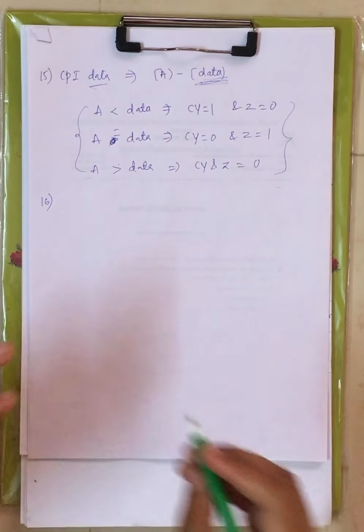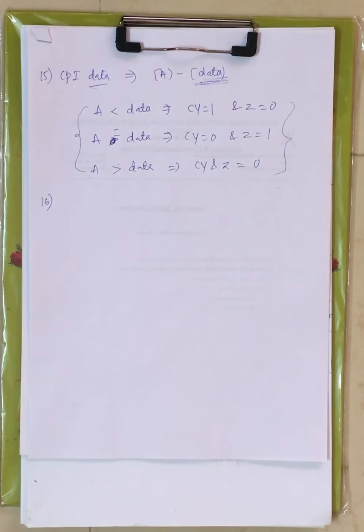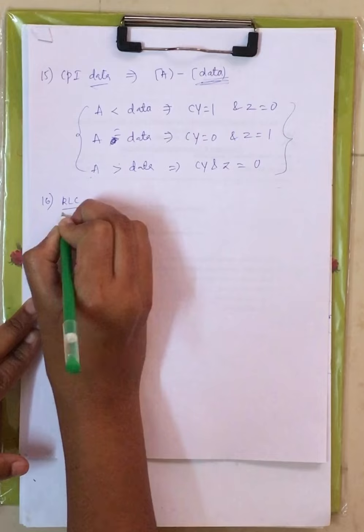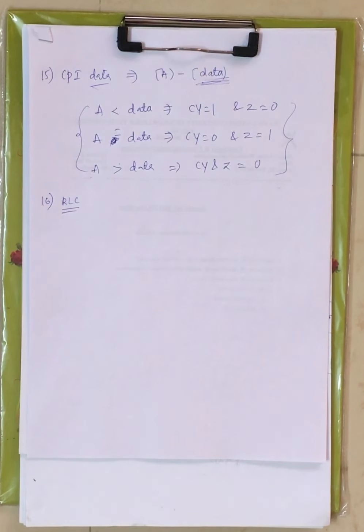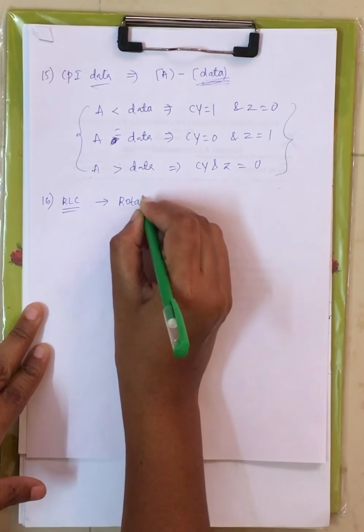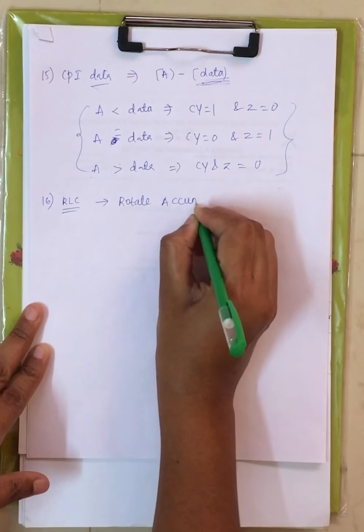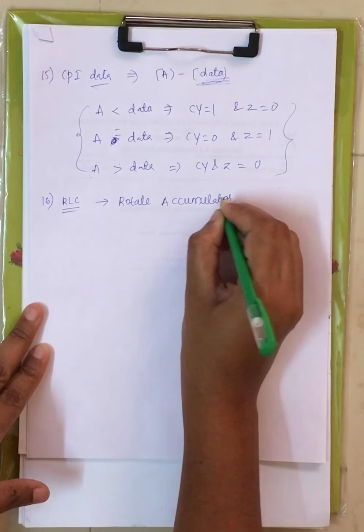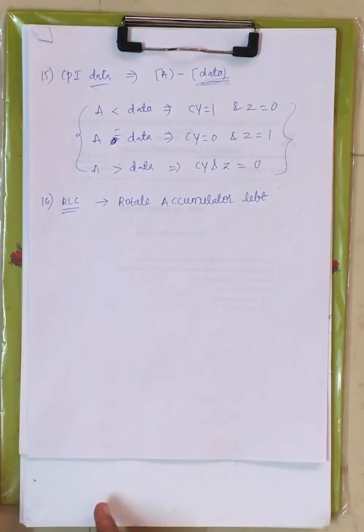Now coming to the rotate group of instructions, that also comes under the logical group only. Under the rotate group, we have first RLC, the first rotate instruction. The abbreviation is Rotate Accumulator Left, right? Using this instruction, we can shift each bit to the adjacent left position.